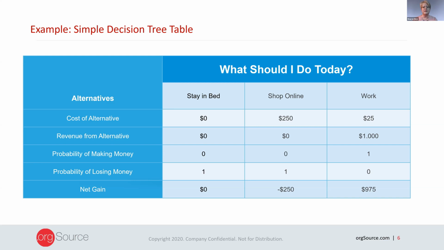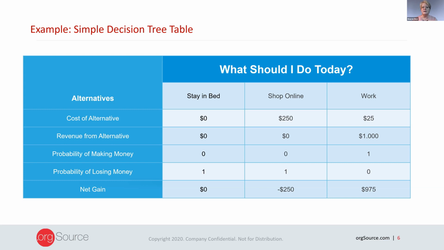So you see in the relationship, when we talk about probability of making versus losing money, if I have 0% of making money, then I have to have 100%, or 1 is the factor we're looking at here, of losing money. The same is true with online shopping. If there's 0% I'm going to make money, then there's 100% that I'm going to lose money. Whereas if I go to work, we see the inverse relationship: 100% chance that I'm going to make money, but 0% chance that I'm going to lose money.